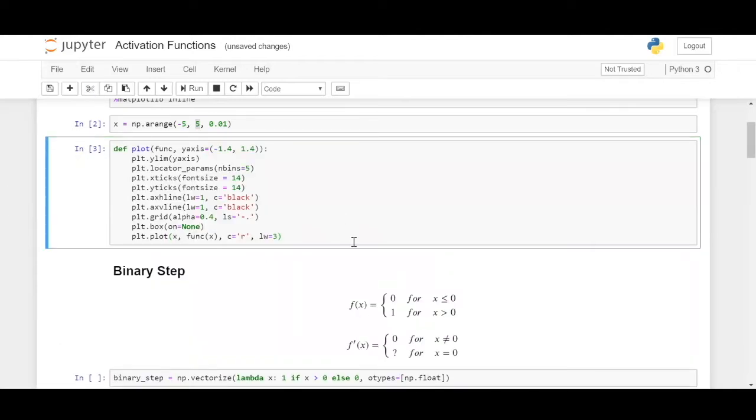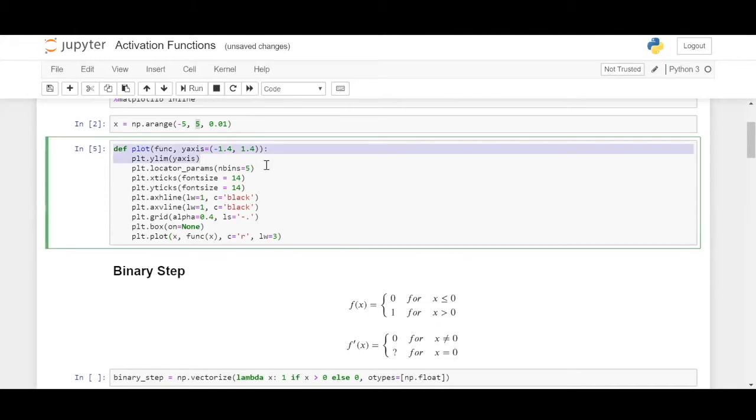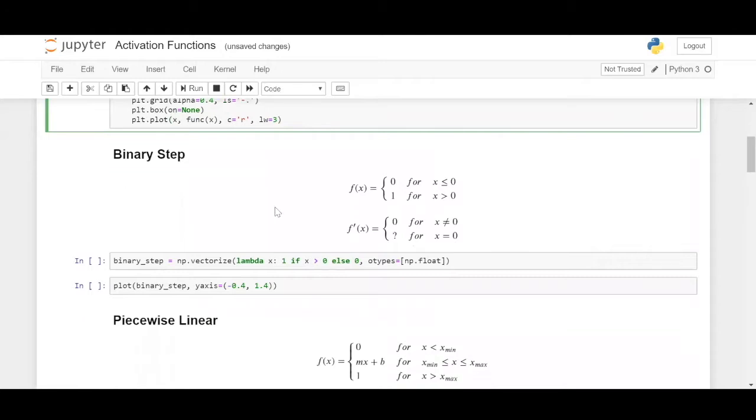And we are going to define a function which is going to plot your given function. You pass the sigmoid activation function to this one, which you see here, right? You have to give the plot of a sigmoid activation function. So let us just get into the activation functions first.